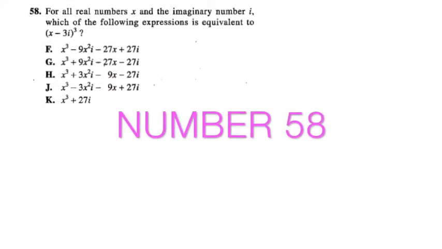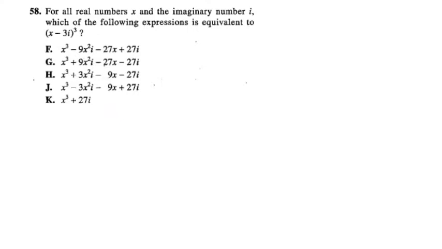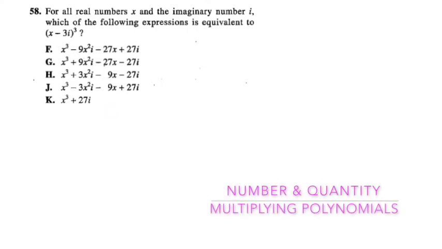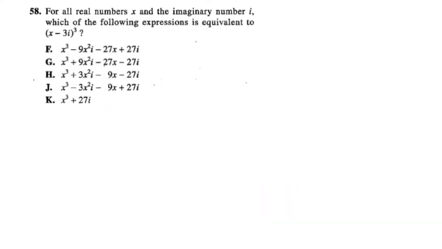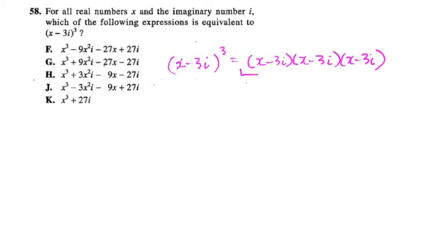Number 58 is a number and quantity question. This question deals with multiplying polynomials and working with the imaginary number i. For all real numbers x and the imaginary number i, which of the following expressions is equivalent to x minus 3i quantity cubed? x minus 3i quantity cubed is the same thing as x minus 3i times x minus 3i times x minus 3i. So what we want to do first is do the FOIL on those two binomials.